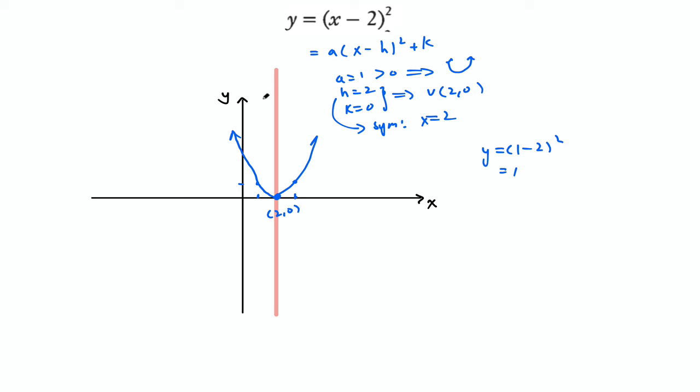Okay, so for the y-intercept, we're trying to figure out when x is 0, what is the y value? So basically we're solving for this. We can easily tell that this is (-2)^2, so it's going to be 4. So this y-intercept is at 4.